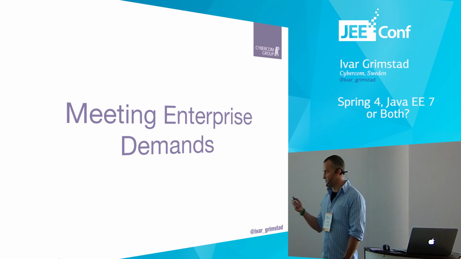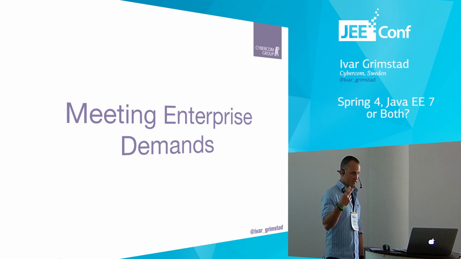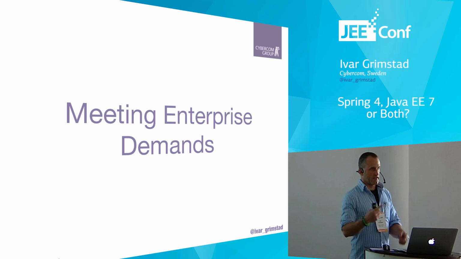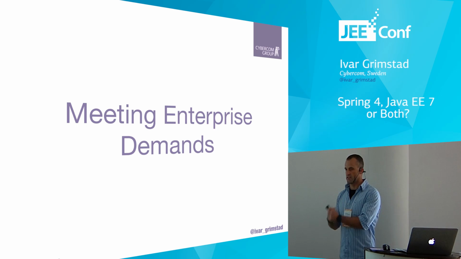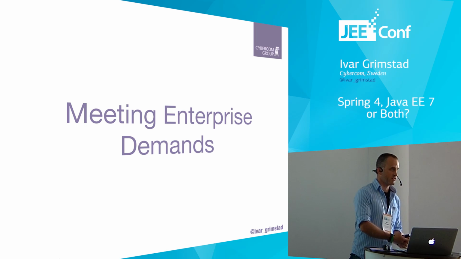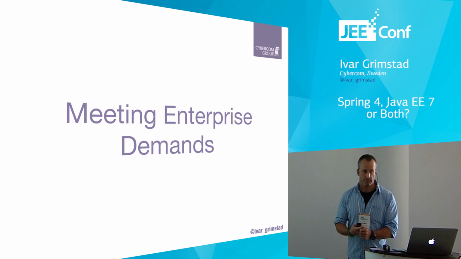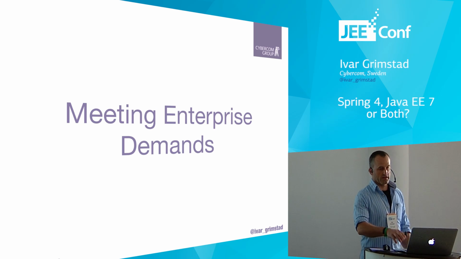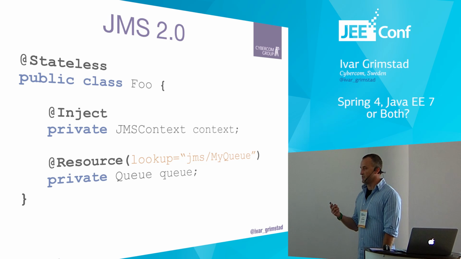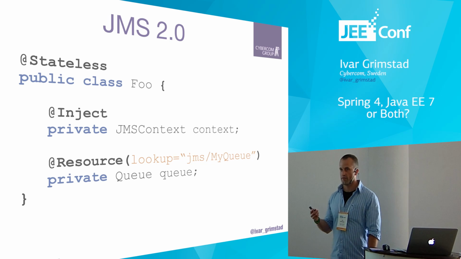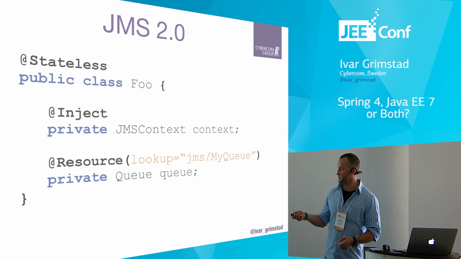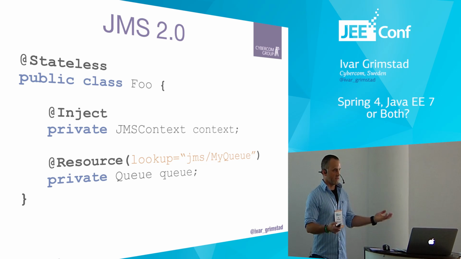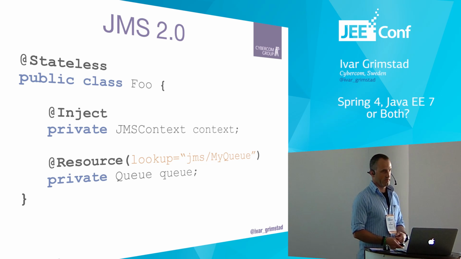For meeting the enterprise demands, there are 2 significant changes. One of them is that they added support for batch applications. So you can now actually run your batch applications in your Java EE container. And that's pretty cool, actually. And they modernized the JMS API. And if you've been writing JMS applications earlier, you know that it wasn't this easy to configure a JMS client, for example.